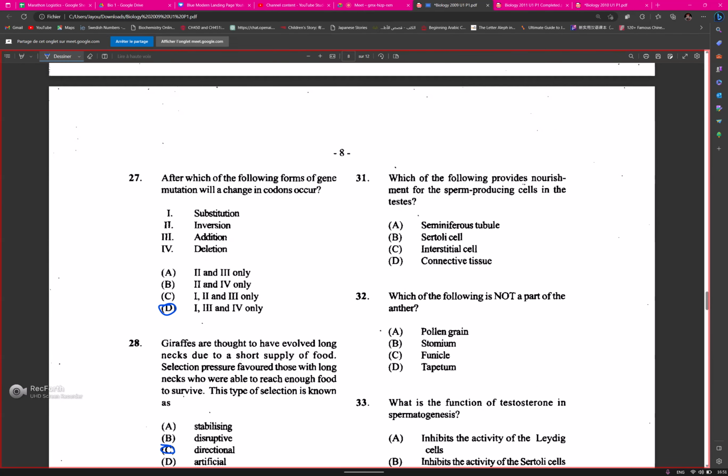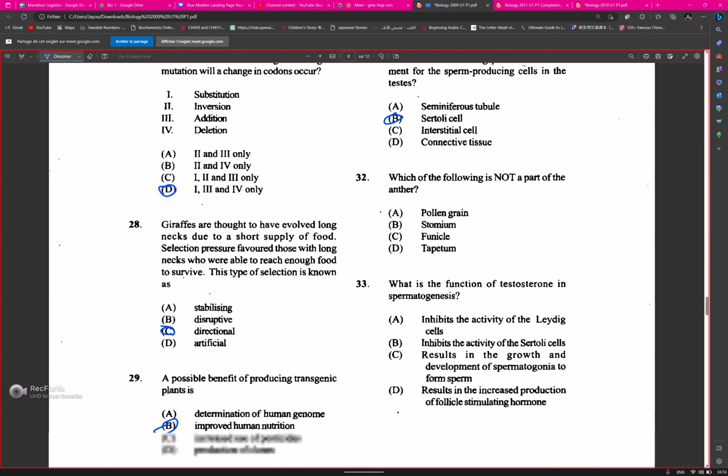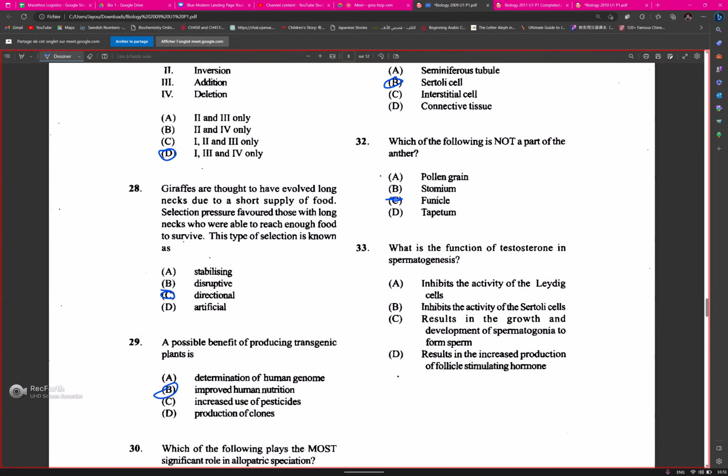Which of the following provides nourishment for the sperm producing cells in the testes? It's erythroid. Which of the following is not a part of the anther? The funicle. What is the funicle? Alright, the funicle is the stalk that the ovule is on. What is the function of testosterone in spermatogenesis?